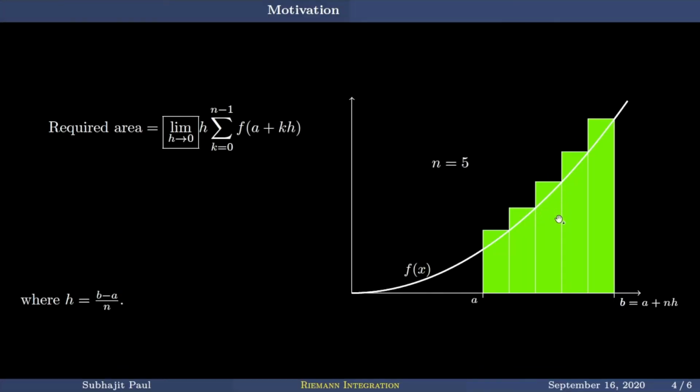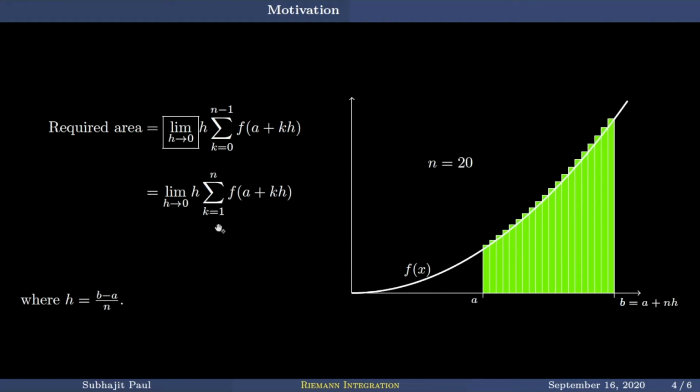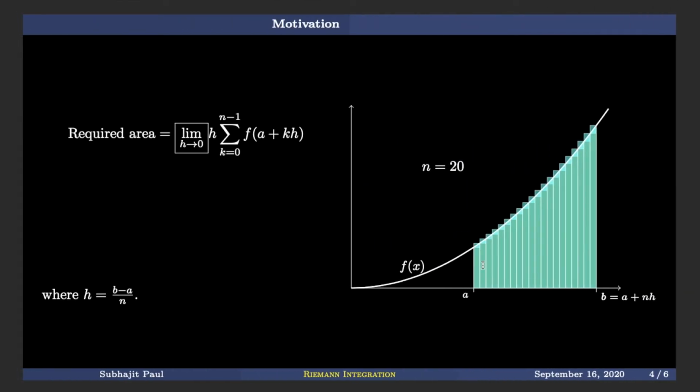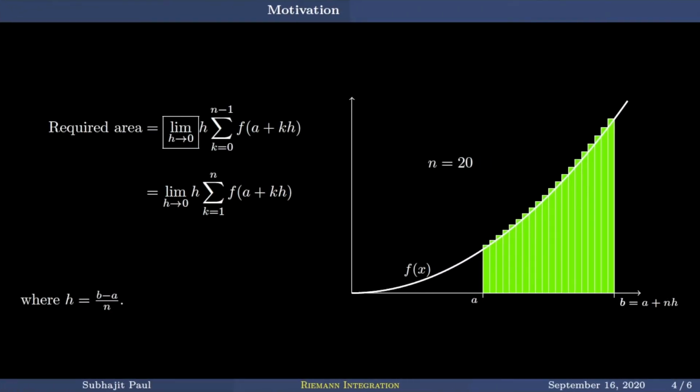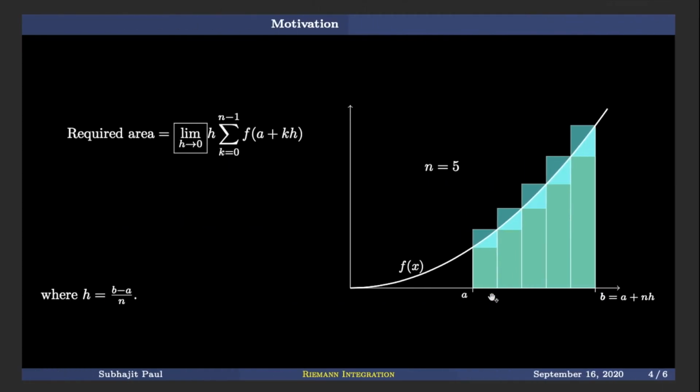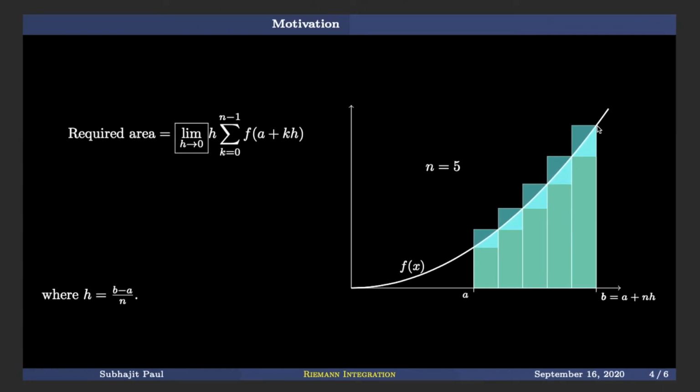This is a plus 2h, this is a plus 3h, this is a plus 4h, and this is a plus 5h. So this one is starting from 1 and going till n. The earlier one was starting from k equal to 0 and going till n minus 1. It started from a and went till a plus 4h over here. So this one is starting from 1 and going till 5.